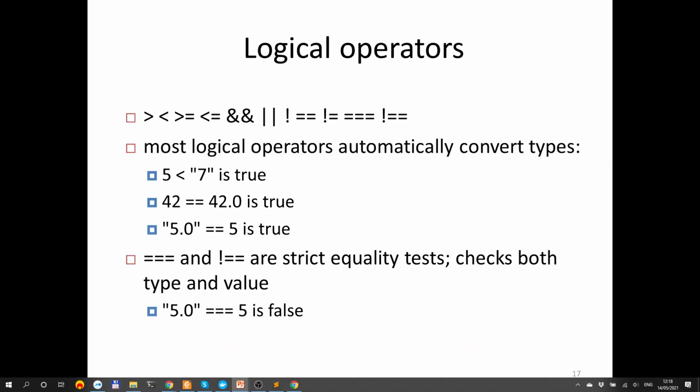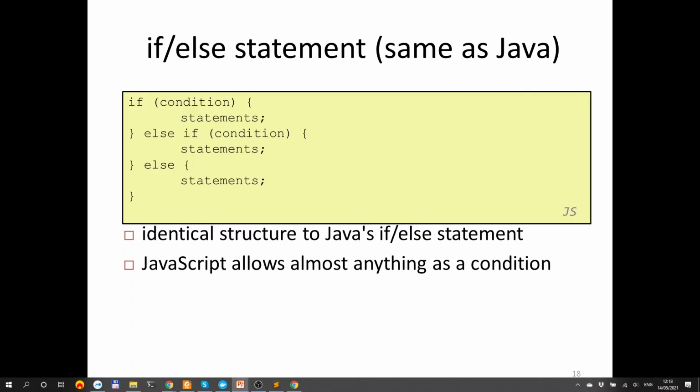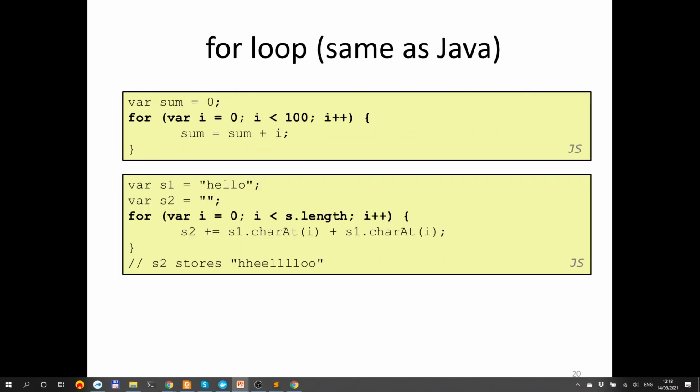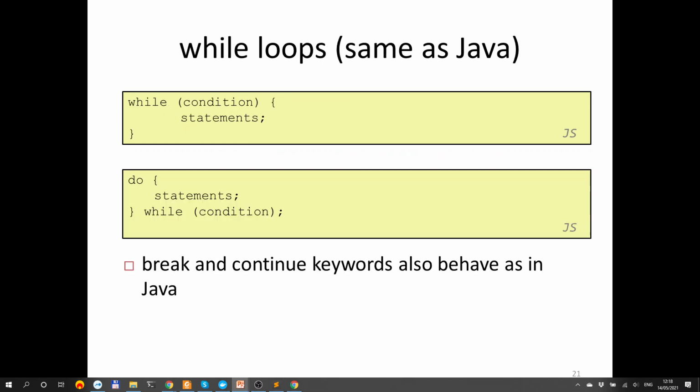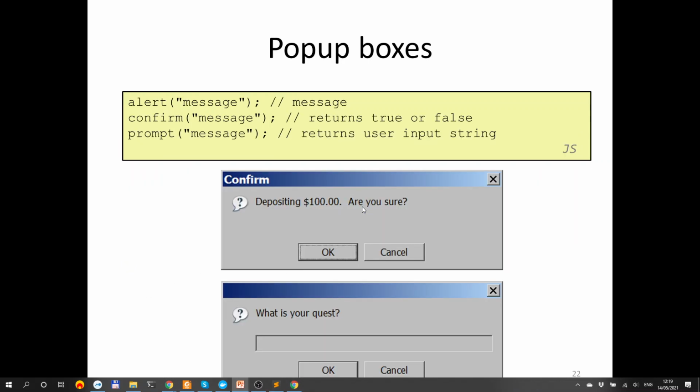These are logical operators, so you can do those things. There are if statements, booleans, for loops, while loops. All of that is similar to what you know already. So this is a precondition loop. This is a post condition loop. And this is the way you can pop up boxes.